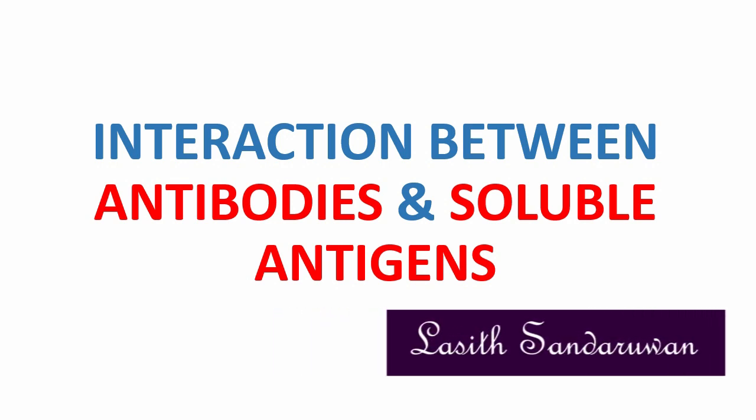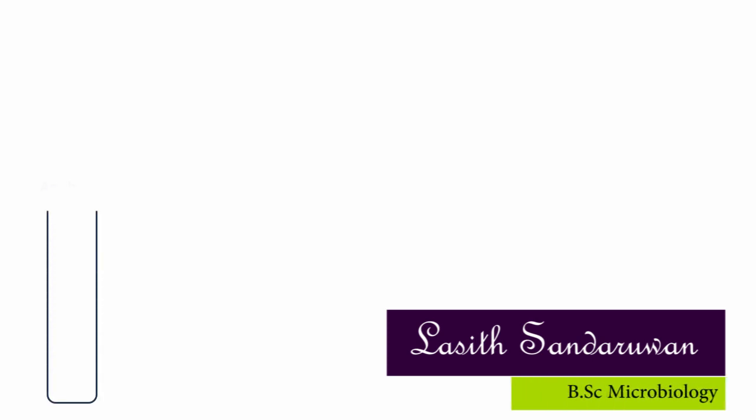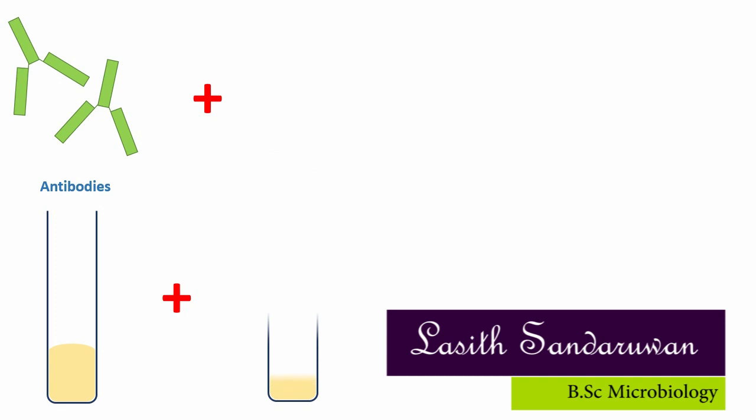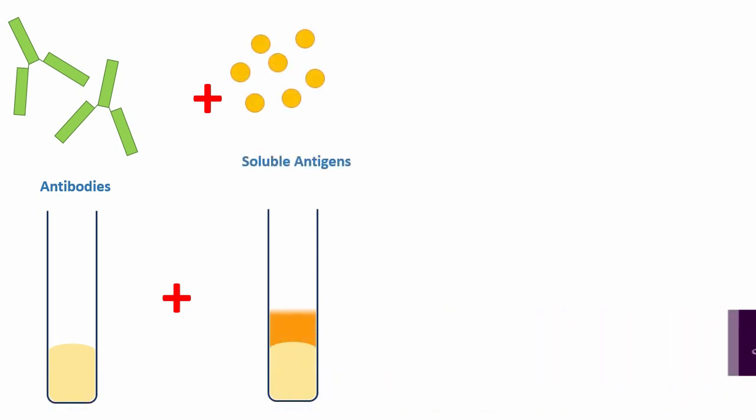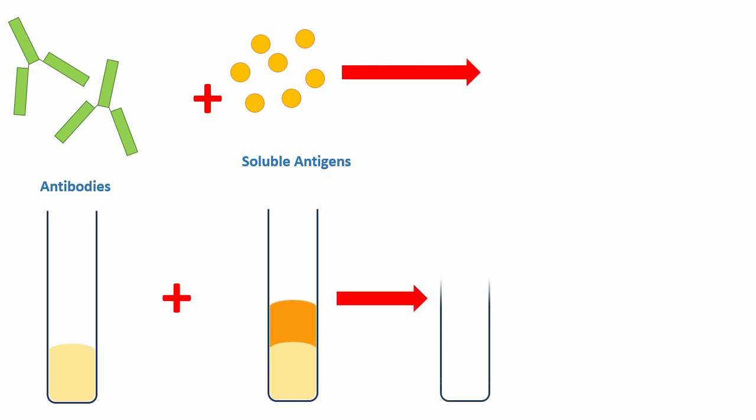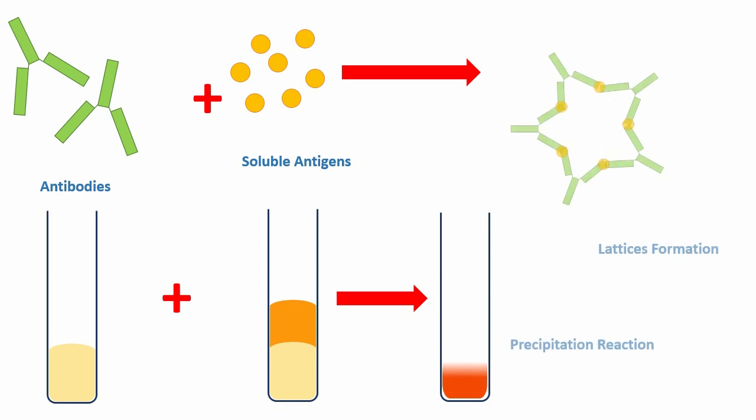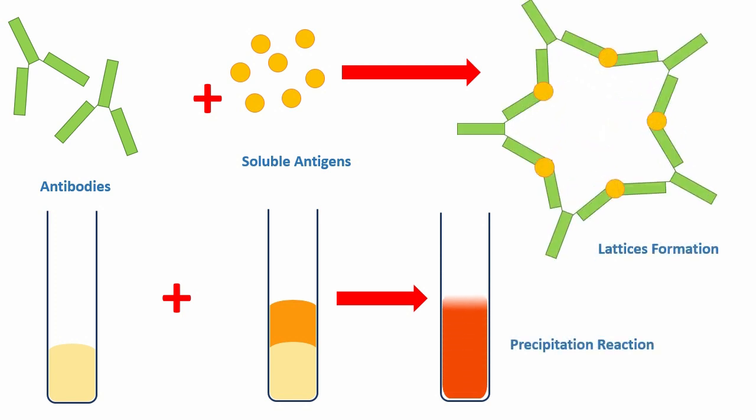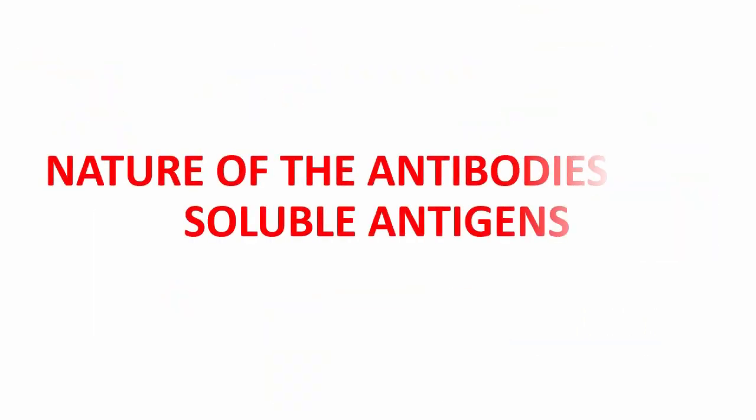So see the animation very carefully, then you can understand it very well. The antibodies and the soluble antigens are interacting with each other in aqueous solution, and they form a lattice. That lattice eventually develops into a visible precipitate. This process is called precipitation. When we compare the precipitation process with the agglutination process, the precipitation process is very slow. It may take 1 or 2 days.